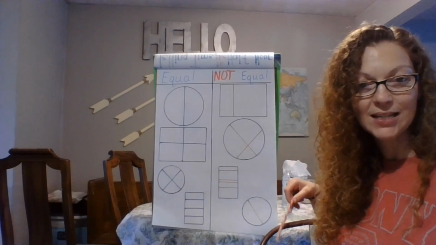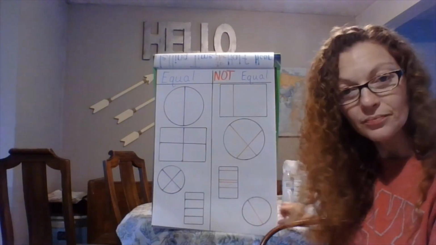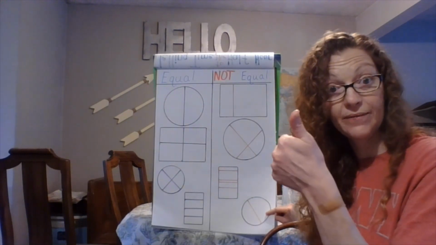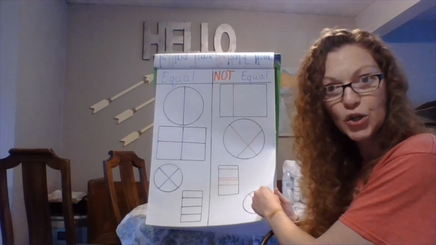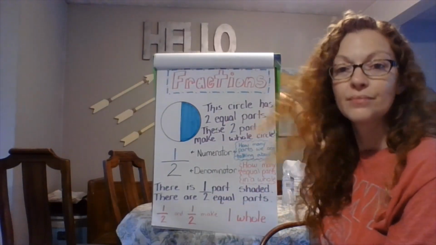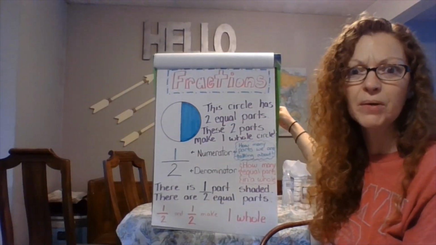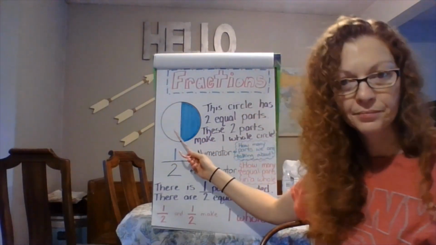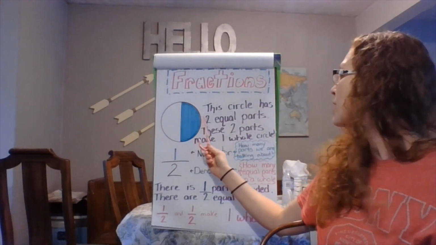None. Very nice job. So the first thing in a fraction is figuring out, 1, if the parts are equal, and 2, how many equal parts there are. So there's a lot on here. Don't worry, we're going to go through it. So look at this circle right here. How many equal parts are there?